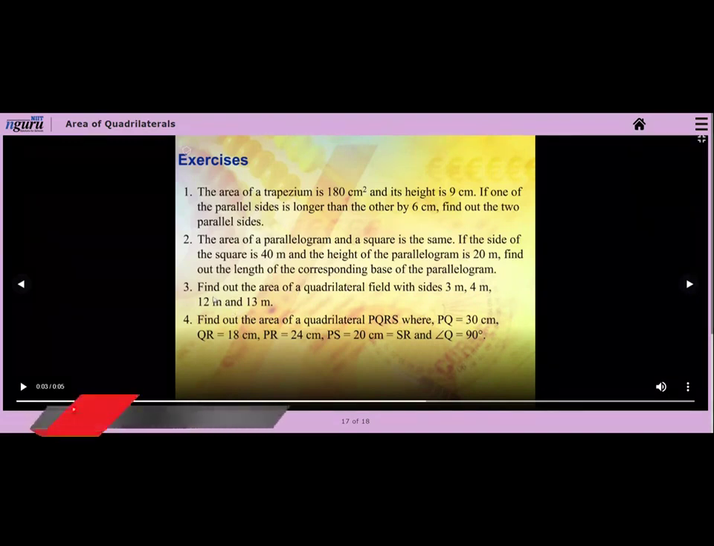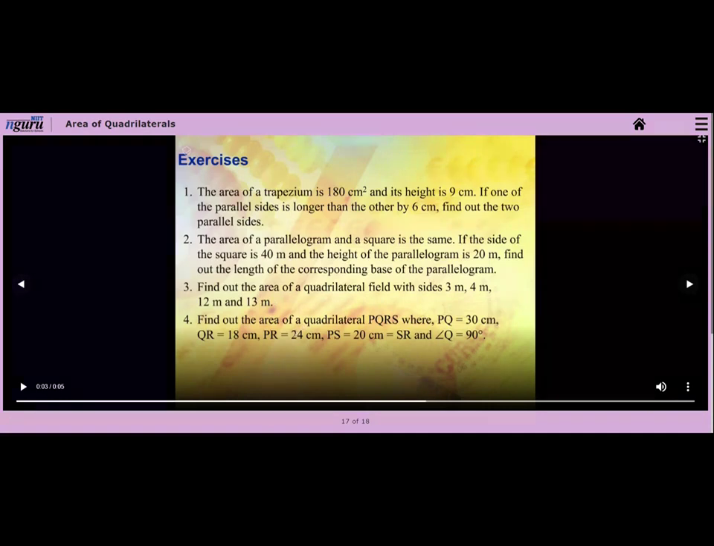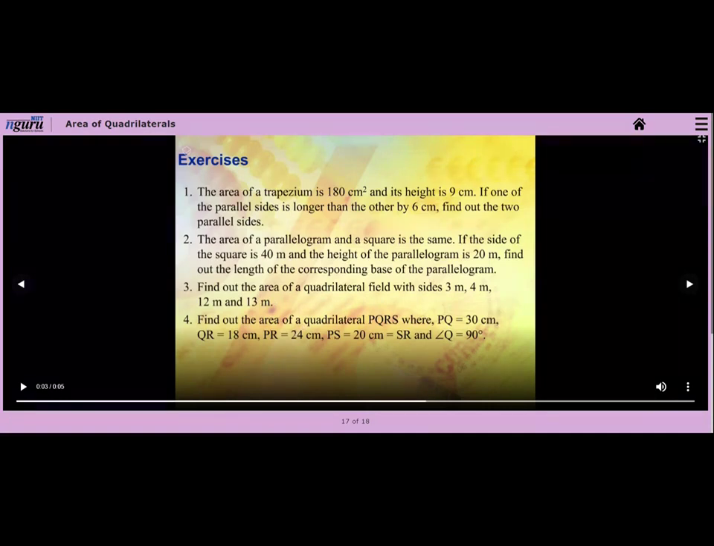Third question. Find out the area of a quadrilateral field with sides 3 meters, 4 meters, 12 meters, and 13 meters. So divide the quadrilateral into two triangles and then find the area of the two triangles and add them up. You will get the area of the quadrilateral field. If you have any doubt, please send me the message. I will help you.